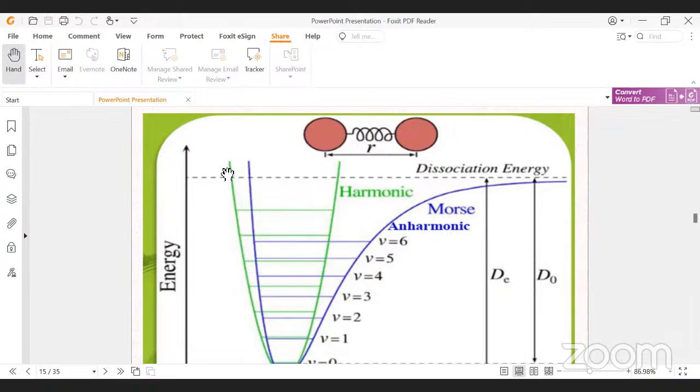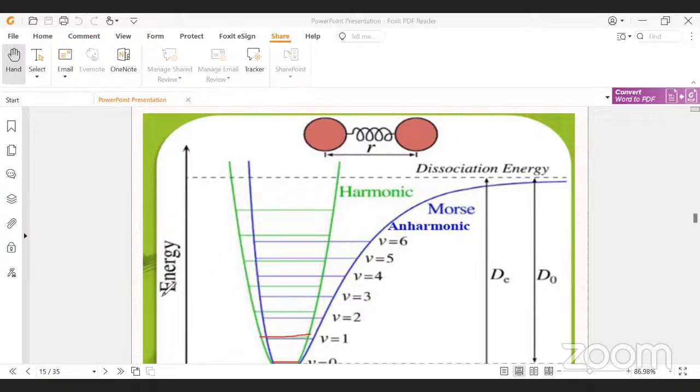For example, look at here, the green color light indicates harmonic oscillation. Look at here, the energy V equals 0, a little bit of energy, and V equals 1. Elongation occurs, and the distance between these two atoms increases. Here the bond length is very small, and here the bond length increases.